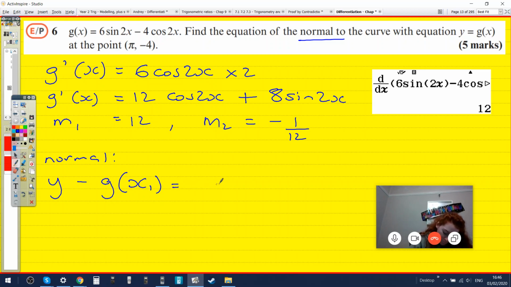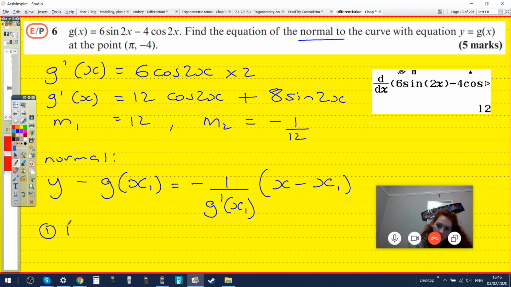M, or in this case for the normal, it's the negative of 1 over g dash of x1, and that's x minus x1. So for these, you just have to find g of x1, which is just the y coordinate. I'll just write that in the bracket.